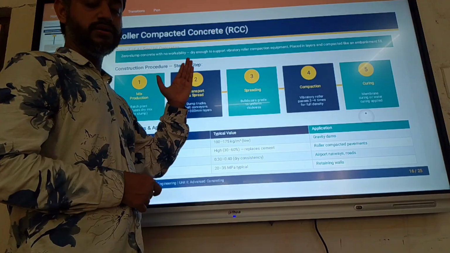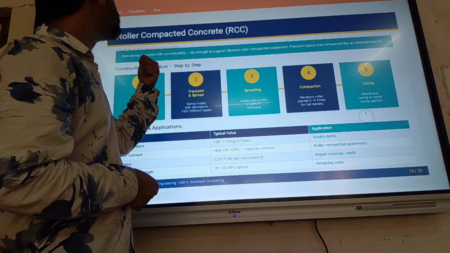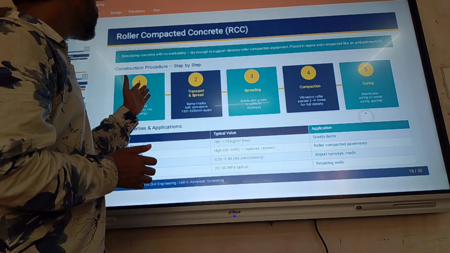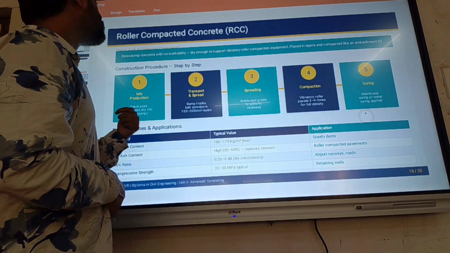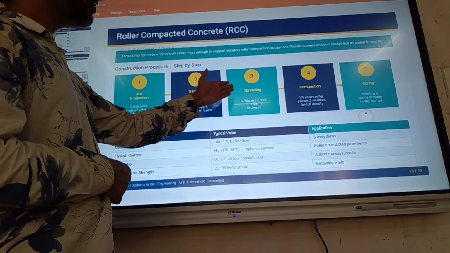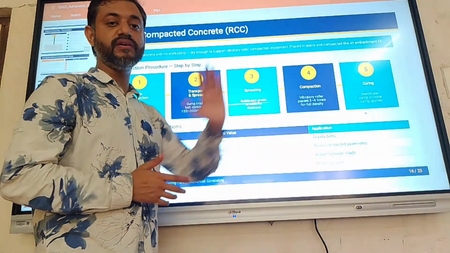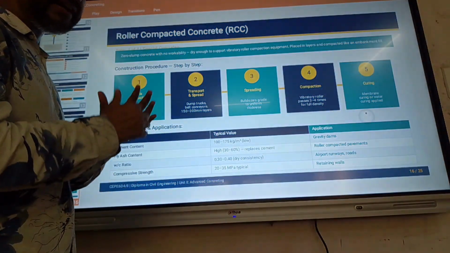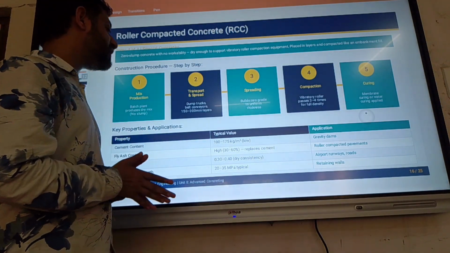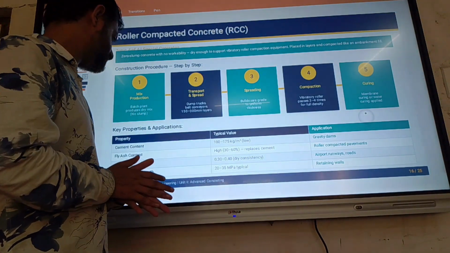Next comes the roller compacted concrete, having zero slump, very dry. Okay, so this is the procedure. You can see mix production, transporting and spreading, then total spreading with the help of bulldozers, and then compacting and then curing, pouring water for the desired strength, right? So some key properties and applications you can see here: property, typical value and application.